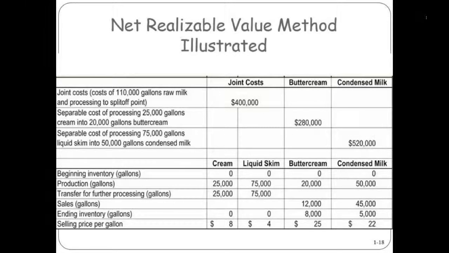Try to follow along. So we know the costs. The joint costs were $400,000. There were individual costs for each of the final products. What we're trying to do is figure out how to allocate these joint costs to these two products.